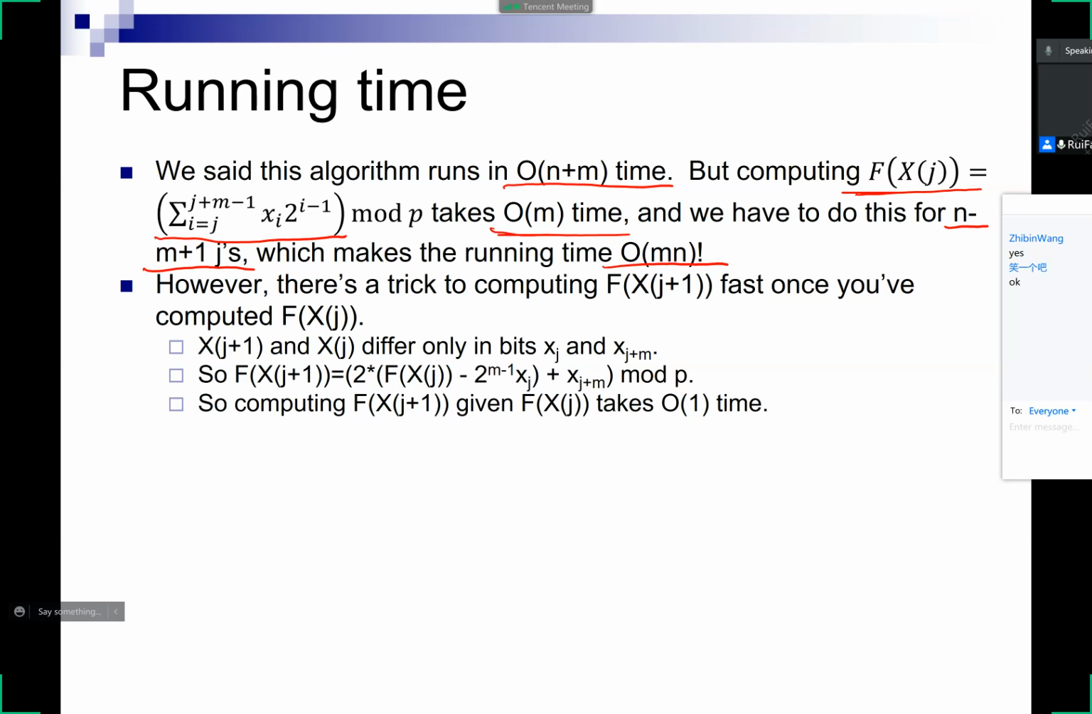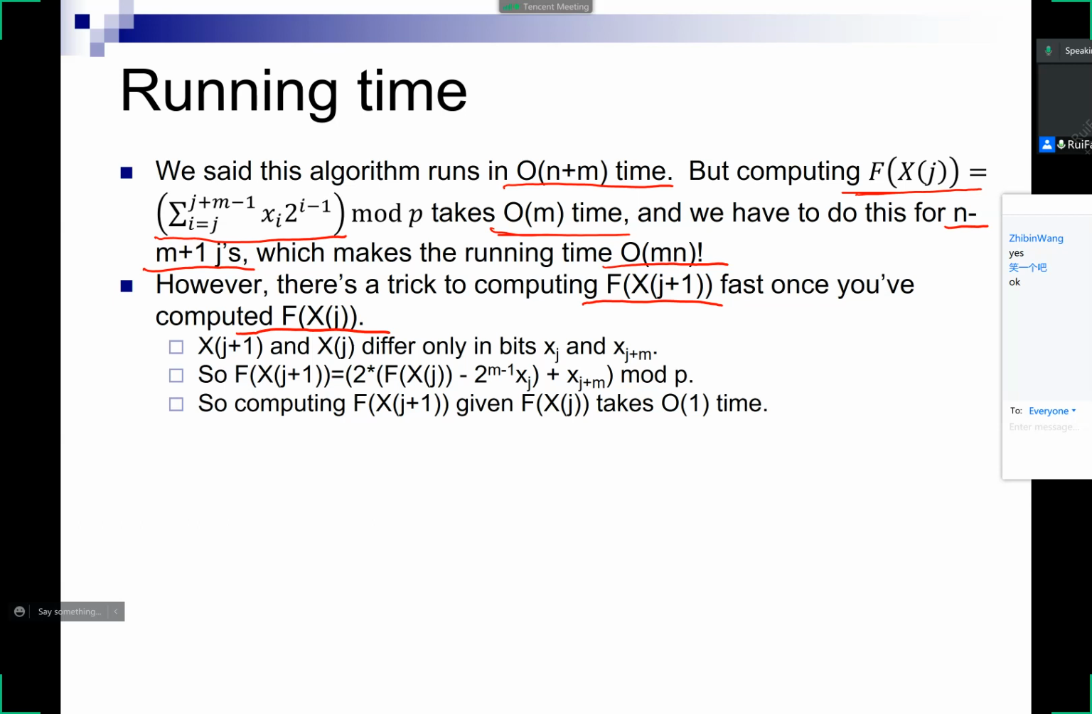Okay, so it turns out that there's a trick to computing these fingerprints. Okay, and the trick is that suppose you've already computed the fingerprint of x of j. Okay, suppose you know that already. Then you can very efficiently compute the next fingerprint, the fingerprint of x of j plus 1. Okay.